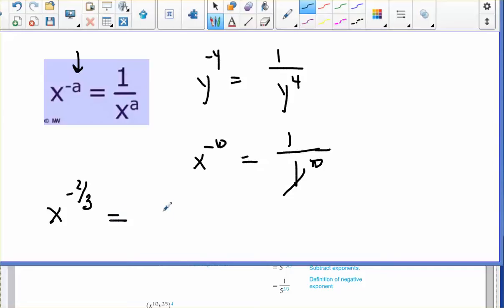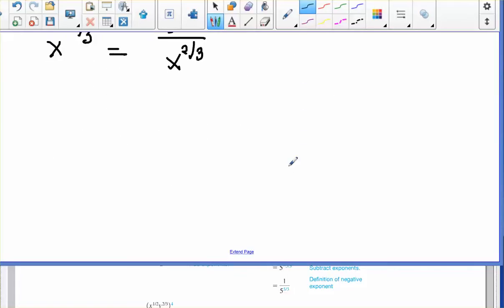We can rewrite that as 1 over x to the 2/3 and get rid of that negative power. Okay, all ways to deal with that negative exponent. And one thing that I don't know if the book includes this or not, but it's a good thing to know. And the final law says anything raised to the 0 power is 1.